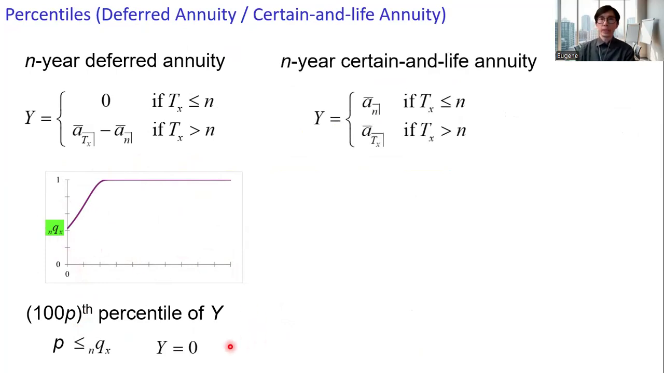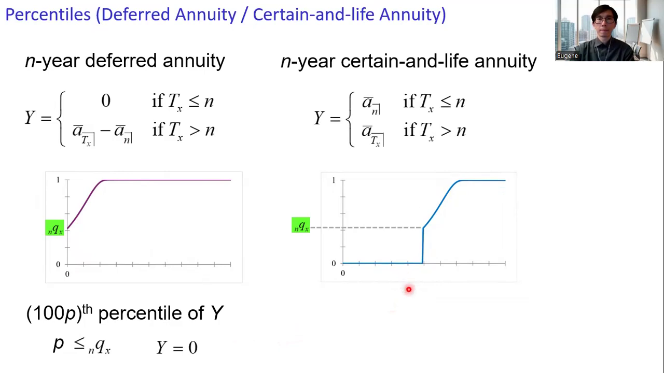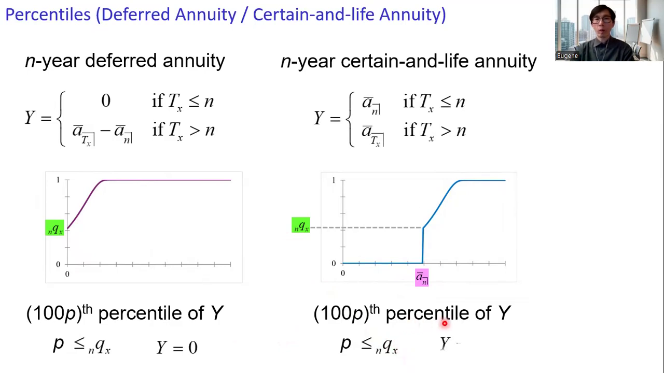For certain and life annuity, the minimum value for Y is A bar angle N with a probability mass NQX. Therefore, if P is less than or equals NQX, the 100 times Pth percentile of Y is A bar angle N.